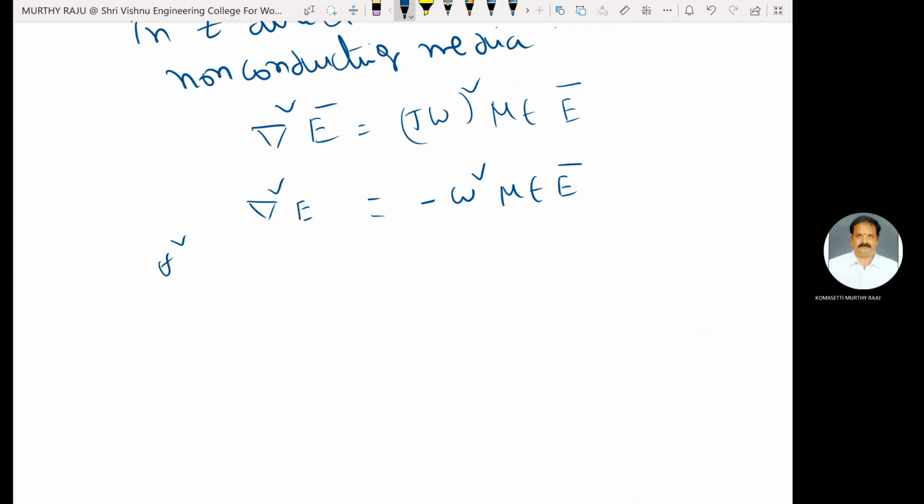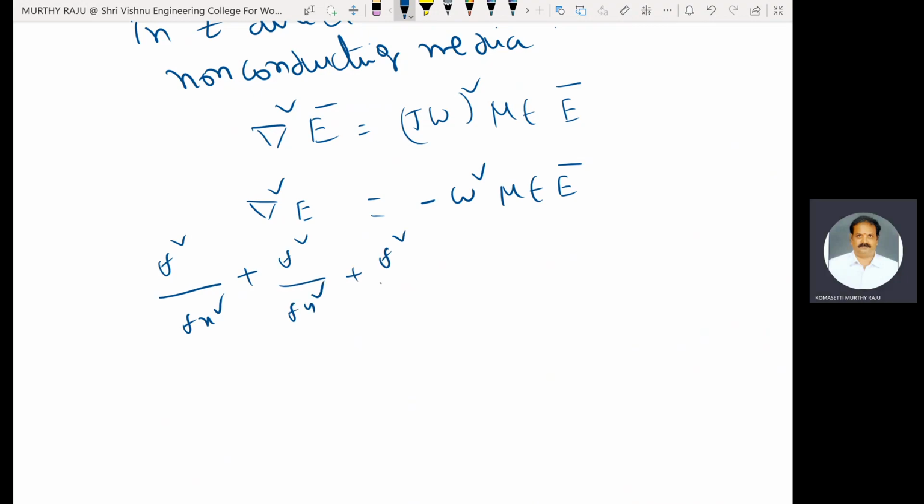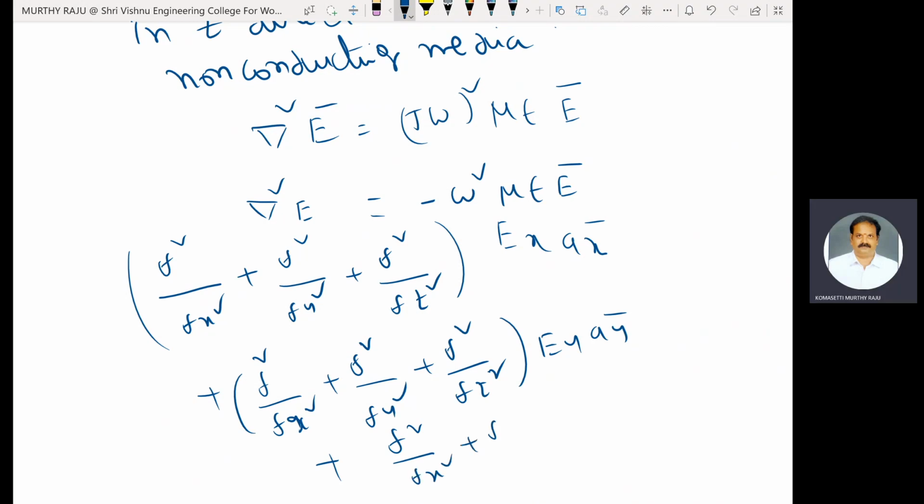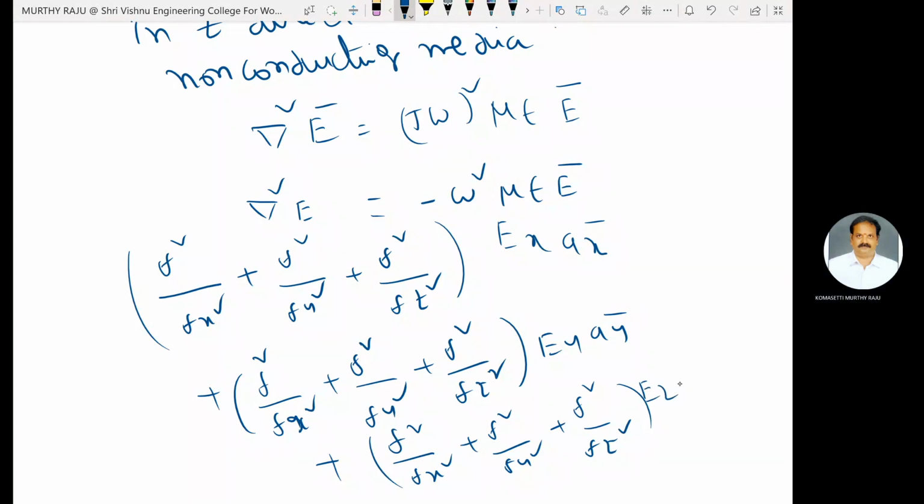We know that del square by del x square plus del square by del y square plus del square by del z square, operating on Ex ax bar, plus del square by del x square plus del square by del y square plus del square by del z square on Ey ay bar, plus the same operator on Ez az bar, is equal to minus omega square mu epsilon E bar.